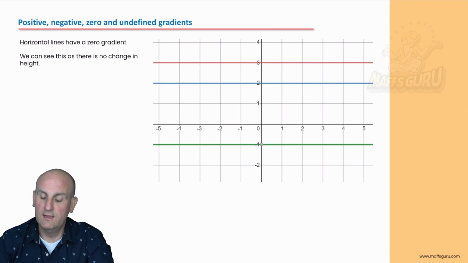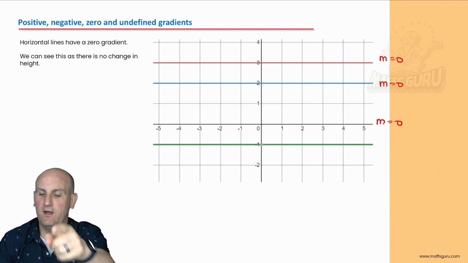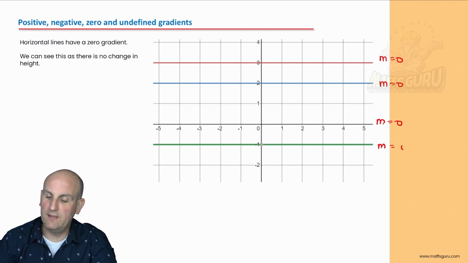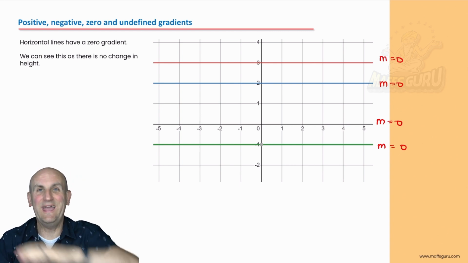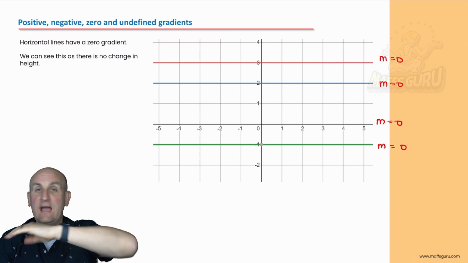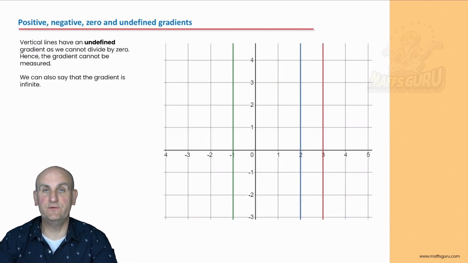Get on a bike. So each line here has a gradient equal to 0. M equals 0. M equals 0. M equals 0. Hold on a moment. That's the x-axis. But it's still a line. And this one here, M equals 0. So if you have a summary book or you just remember this stuff, any horizontal line has a gradient of 0. And I'll explain more why in a different video.